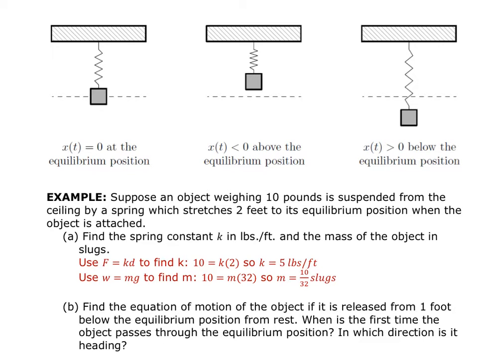The other thing I need is my mass. My mass comes from my weight, which also happens to be a force. So it's my mass times gravity. Remember, 10 pounds is my force. It is also the weight, because it tells me it is 10 pounds in weight. And so I found the mass, which is 10 over 32, which if you want to, you can reduce.